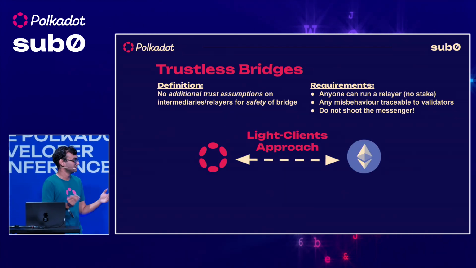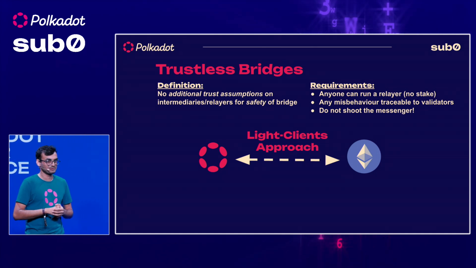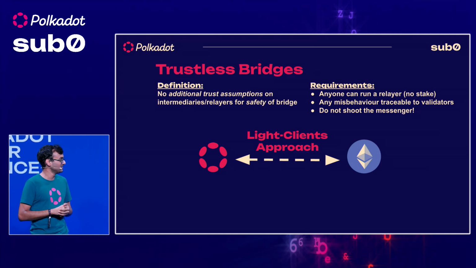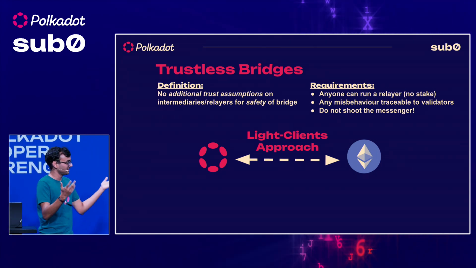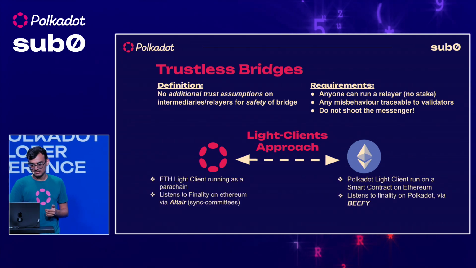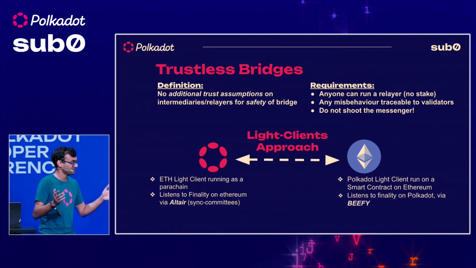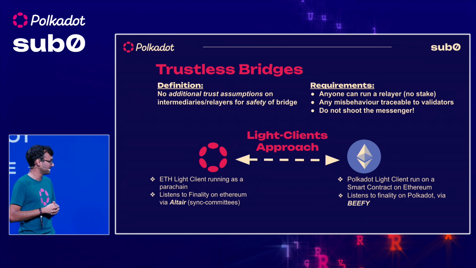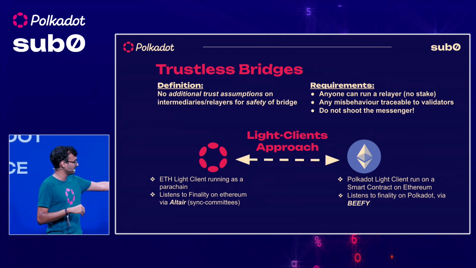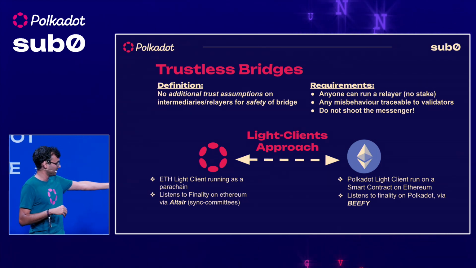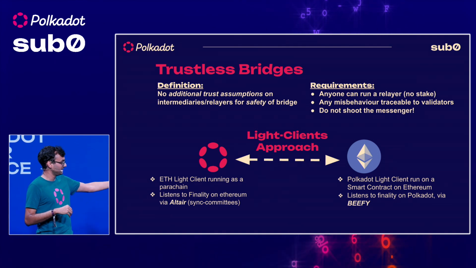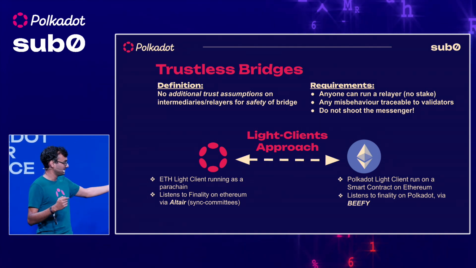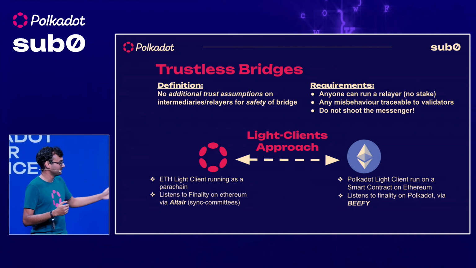So the obvious approach for this is to use light clients, right? What I call the light client approach. And here, it's pretty simple, right? So for the instance of the Polkadot Ethereum bridge, what we do is we run an Ethereum light client as a parachain on Polkadot, and this listens to the finality on Ethereum via the Altair protocol, or through sync committees.